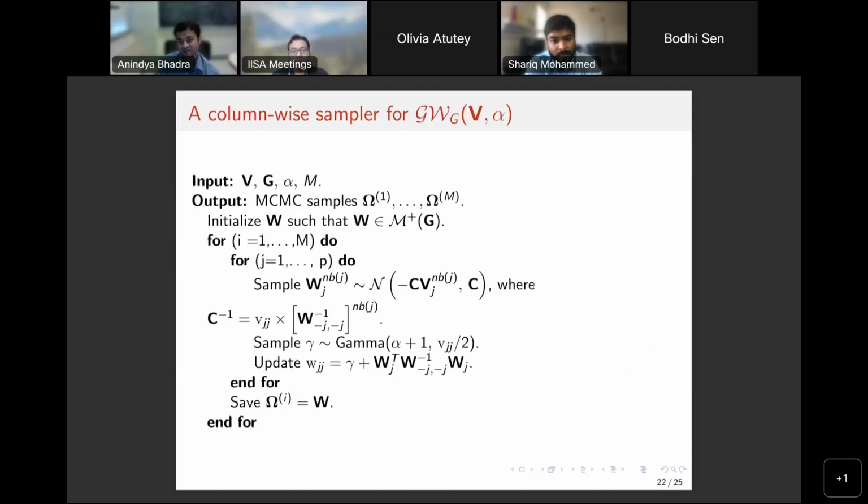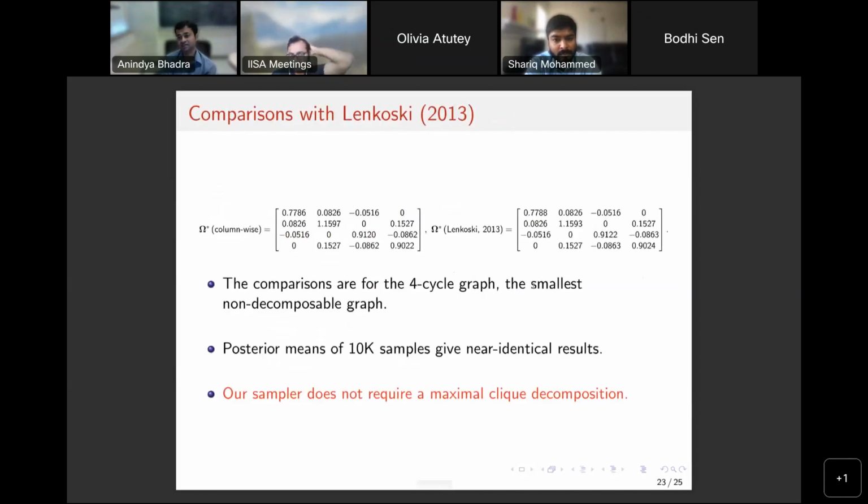I thought I would have time to discuss the algorithm, but I think we are kind of at the end of it, so I'll just skip it. If you're interested in this new row-wise sampler, just take a look at the paper. But the key point here is that we avoid the maximal clique decomposition. And does it work? How do we know?